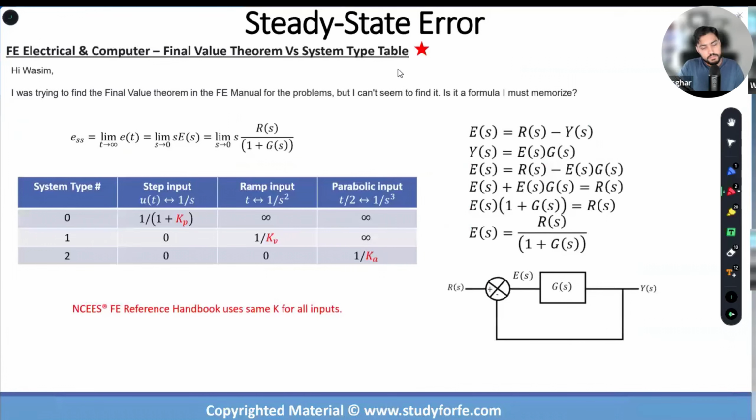Steady state error. Steady state error is a very interesting topic in control systems. I say so because students, rightly so, don't like memorizing anything for the exam. The exam itself is overwhelming, 5 hours and 20 minutes, 110 questions.